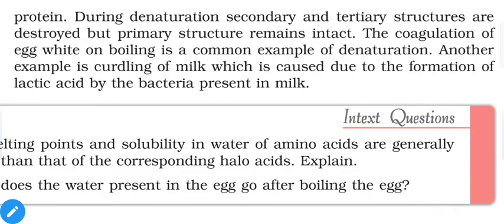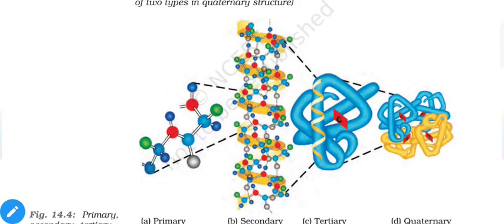The coagulation of egg white in boiling is a common example of denaturation. Another example is curdling of milk, which is caused due to the formation of lactic acid by bacteria present in milk. So our second biomolecule, protein, is completed.